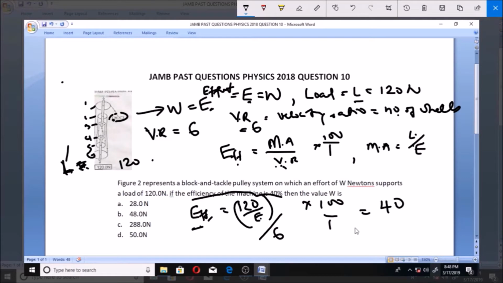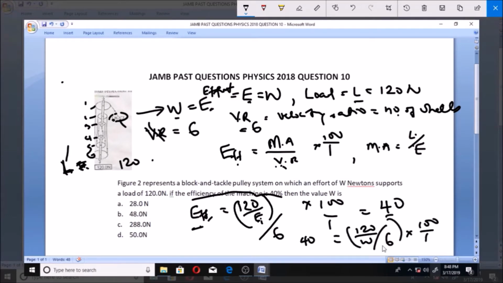equal to 40. So what is left for us to do is to make W the subject of the formula, which is the effort, and we know that E is the same thing as W. So we now have, in essence, 40 is equal to 120 over W. In place of E, now we are putting W because it told us that the effort is W newtons. So all this all over 6 times 100 over 1.